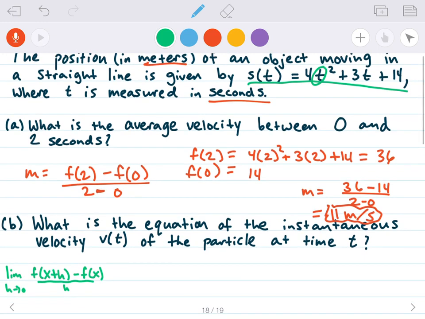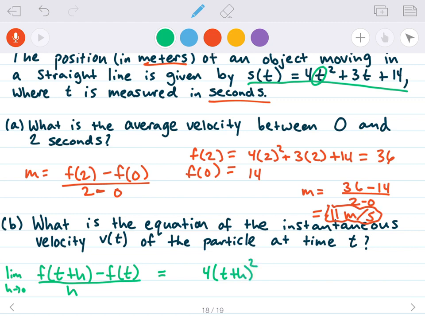So maybe I'll even adjust the definition here. Let's do that. So we have f of t plus h minus f of t over h. Okay, so t plus h, well, let's see, 4 times t plus h squared plus 3 times t plus h plus 14 minus f of t, which is just the function, and that is all over h.